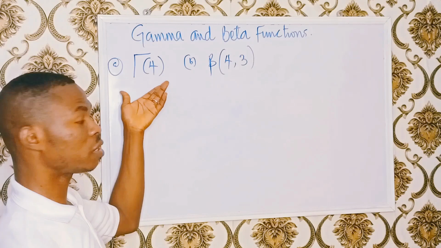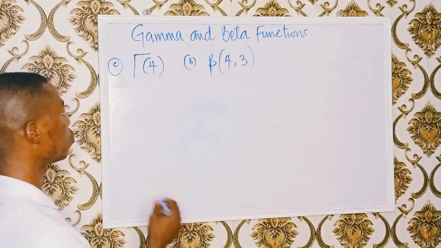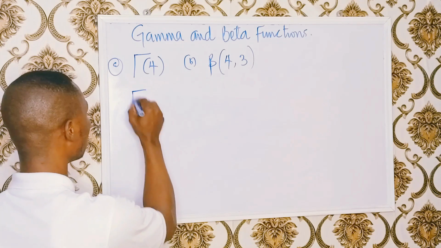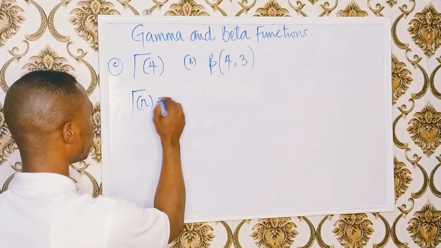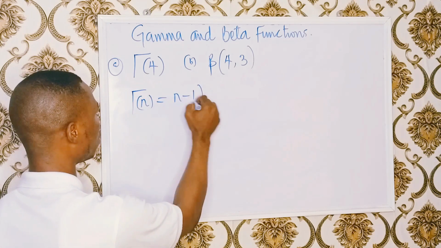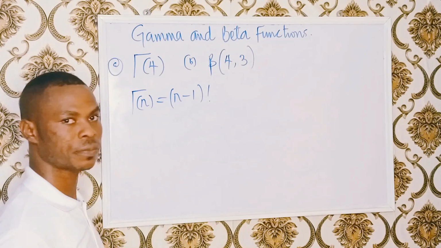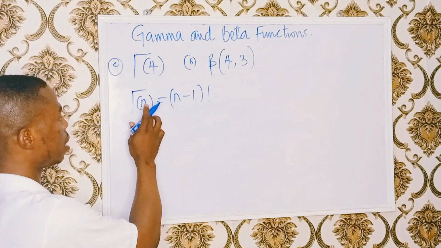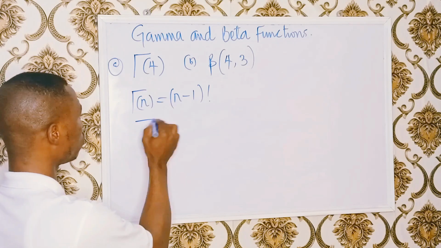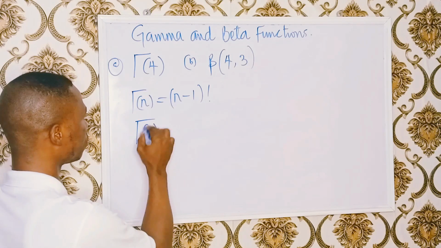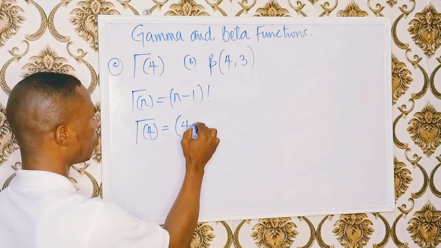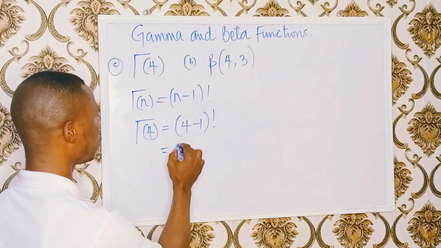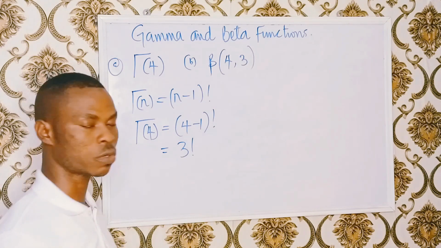For this first question, I'm going to use one of the properties of gamma that states that gamma n equals n minus 1 factorial. That simply means that if you substitute n for 4, that is going to be gamma 4 equals 4 minus 1 factorial. And 4 minus 1 gives 3. So we have 3 factorial.